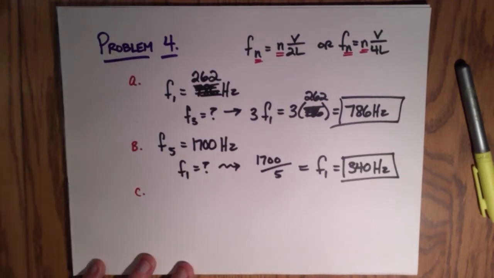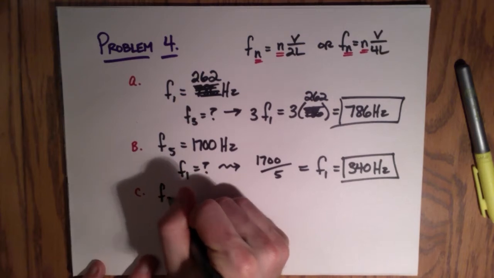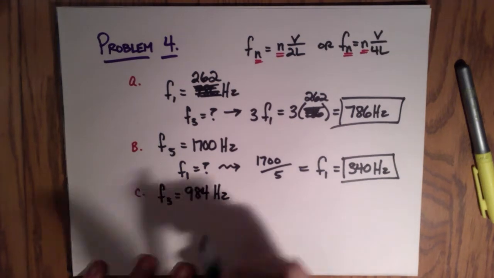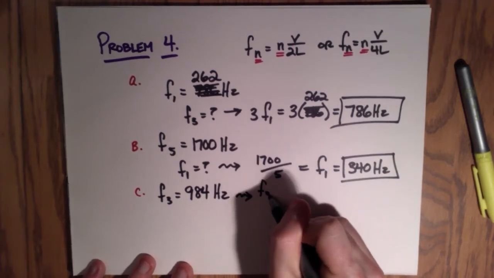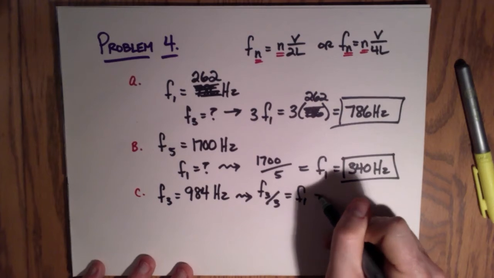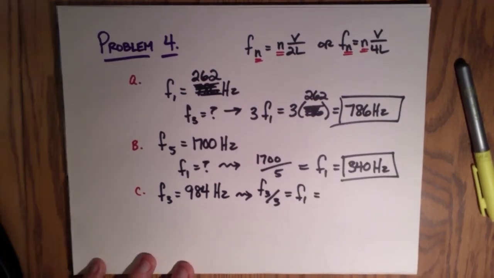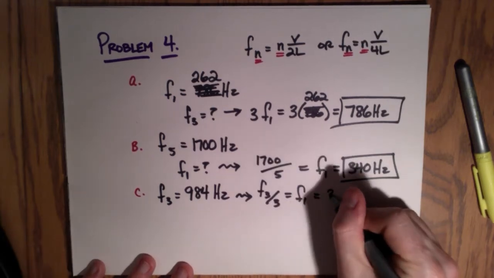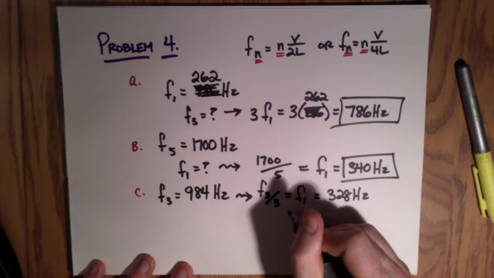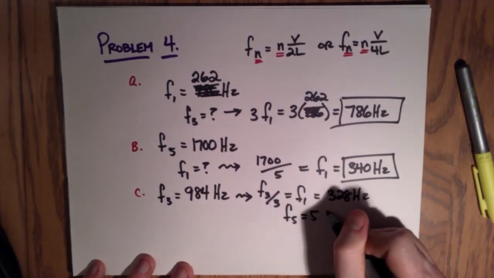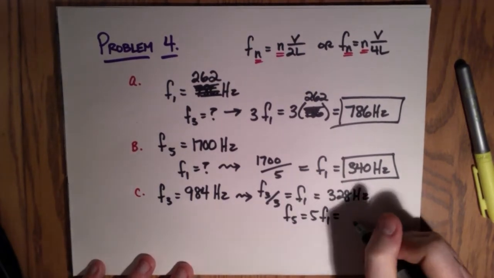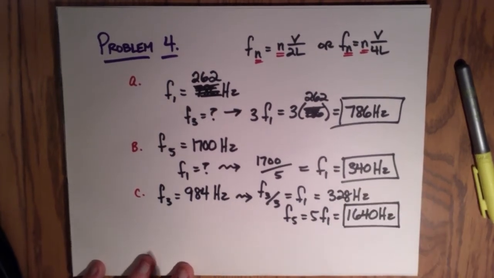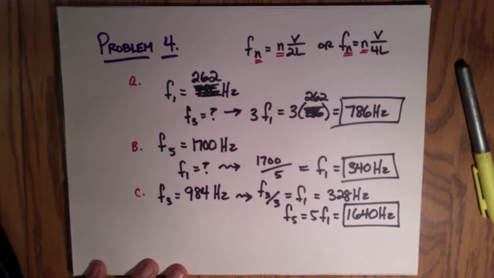Taking a look at C here, this one is a little bit tricky. You're given F3, and you're told that that's 984 hertz. I find the easiest way to do this, take F3 and divide it by 3, which will give you F1. So if we take 984 divided by 3, we get that the fundamental frequency is 328 hertz. And we know that F5 is going to be 5 times larger than that, which is going to give me 1,640 hertz. There's multiple ways to do this mathematically. I find that that tends to be the easiest.